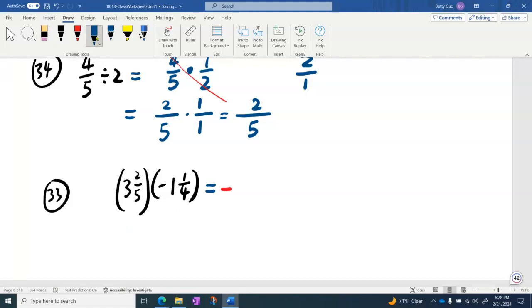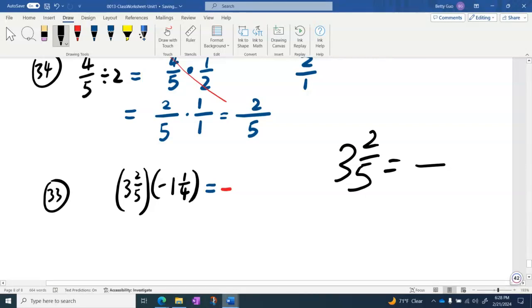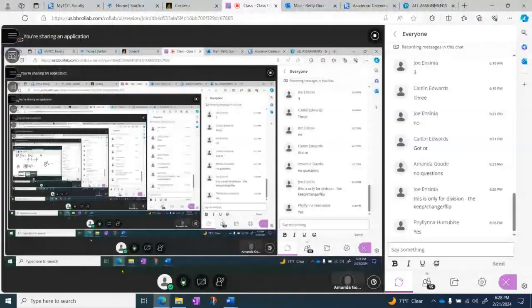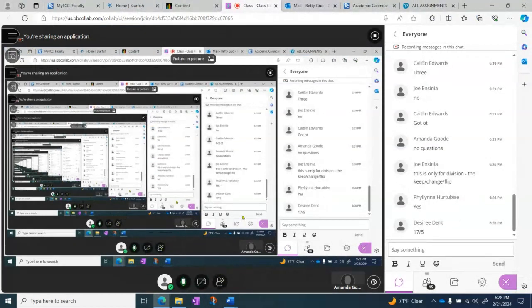And then I'm going to convert 3 and 3/5 to the equivalent improper fraction. Anybody would like to help me convert this mixed number to improper? Would it be 18/5? Yeah, exactly.